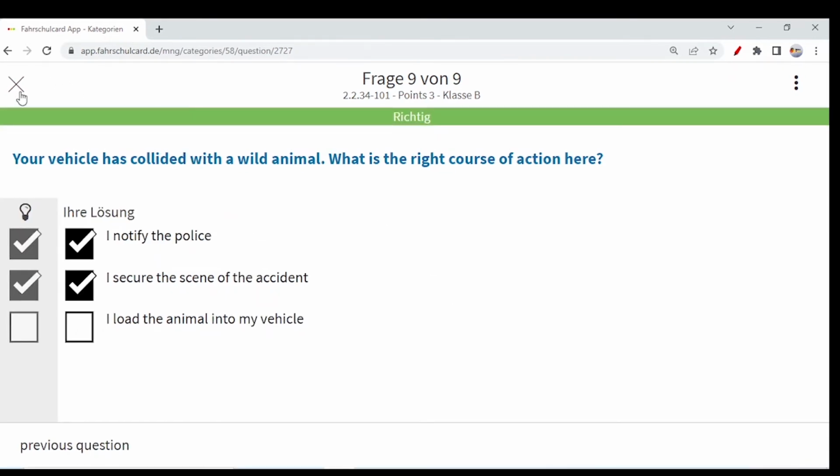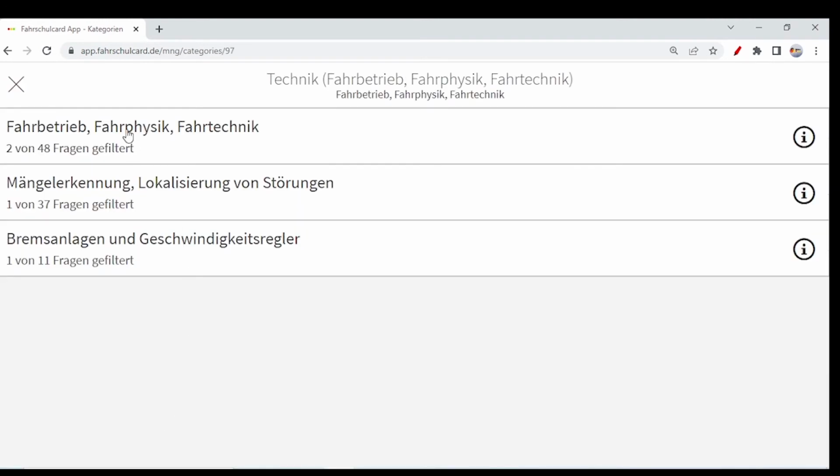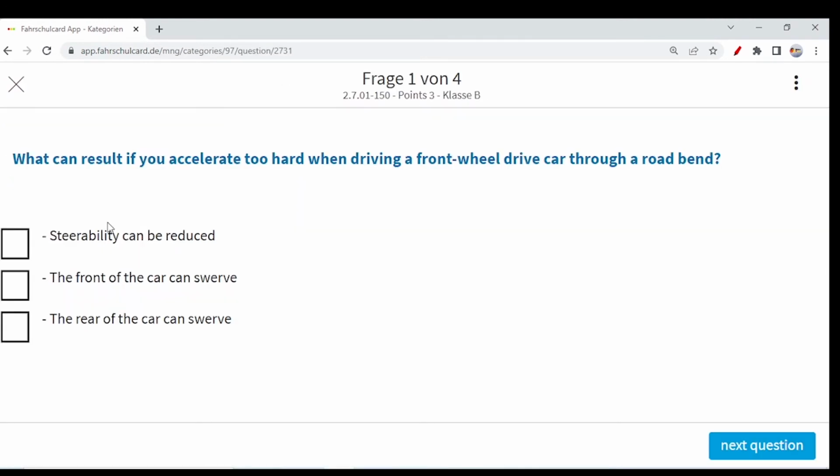So now let's move to the last topic, the last four questions, which are from Technic. Question number 10 for today's video, or the first for this topic: what can result if you accelerate too hard when driving a front wheel drive car through a road bend? We have discussed this in the technical questions in detail when we made full-fledged videos. Front wheel drive is related to the front wheels. Simply remember it like this, and the back wheels to the back wheel.